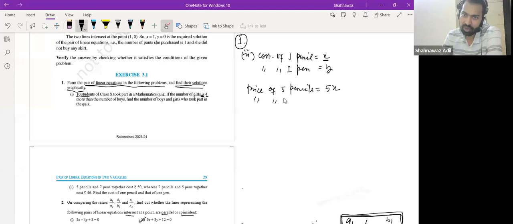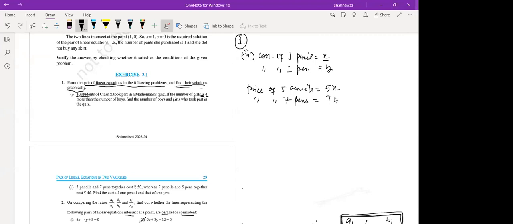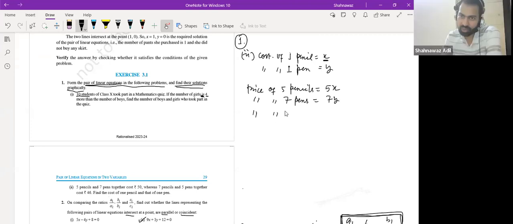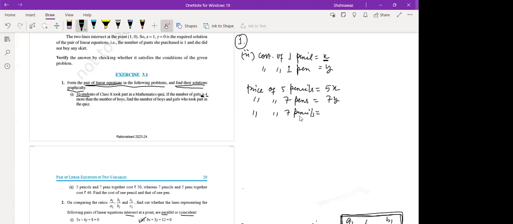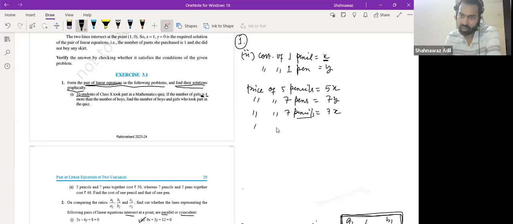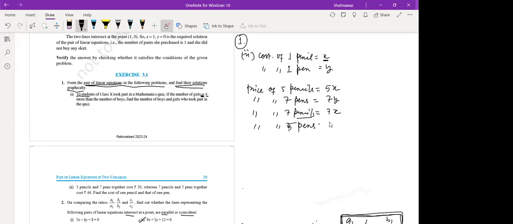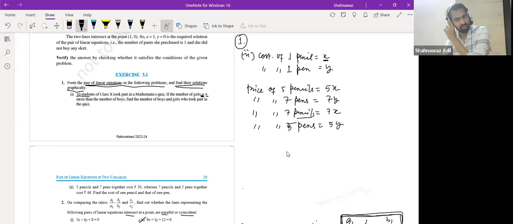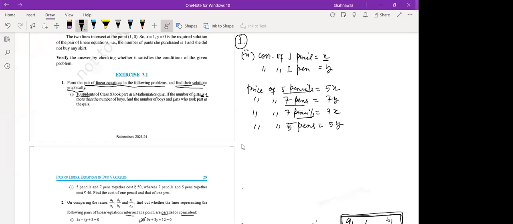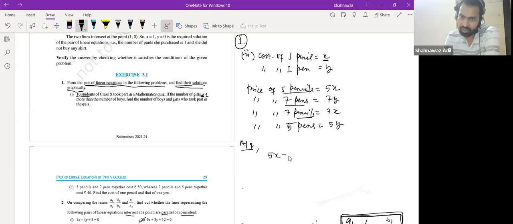and price of 7 pens would be how much? 7y. And price of 7 pencils would be 7x, right? And 5 pens, so this is 5y. Now we have calculated all the prices, right? So the 5 pencils and 7 pens. So from first part, 5x plus 7y. This is the total price, right?